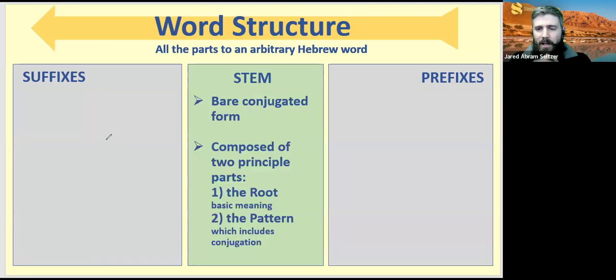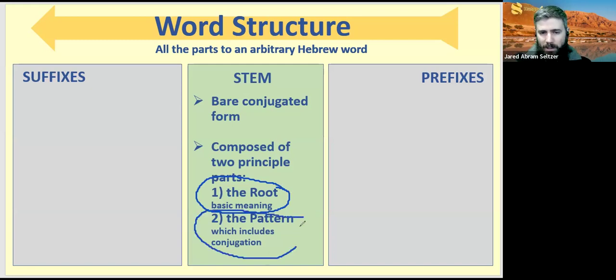All right, let's talk about the stem. After we've peeled away the prefixes and the suffixes, this would be what I call the bare conjugated form, and it will be composed of 2 principal parts. The triconsonant, or usually triconsonantal root, which means there are 3 consonantal letters, and then everything else that surrounds it is its pattern. All the vowels, maybe some, I hesitate to call it a prefixed or suffixed letter that's part of the pattern because it's not a prefix. It's all part of the pattern. I'll show you what I mean in a minute.